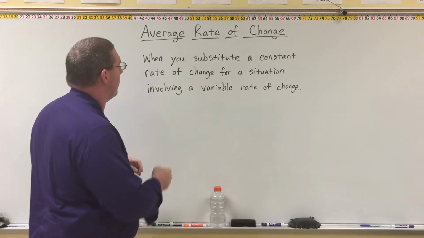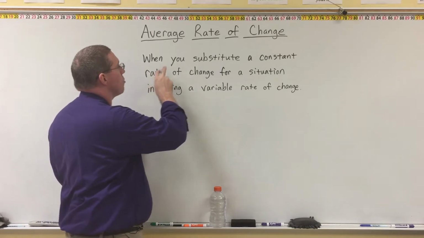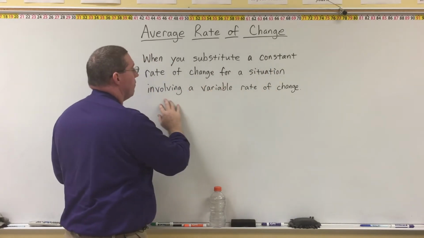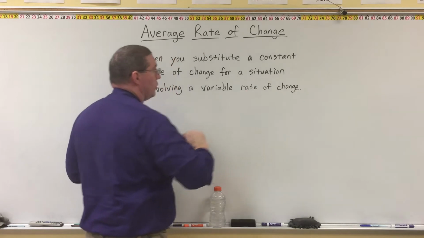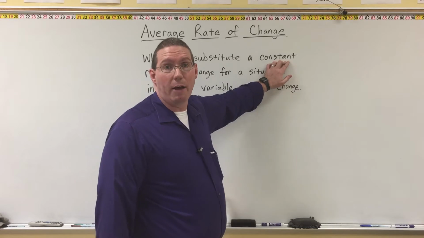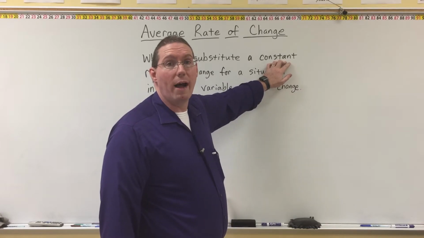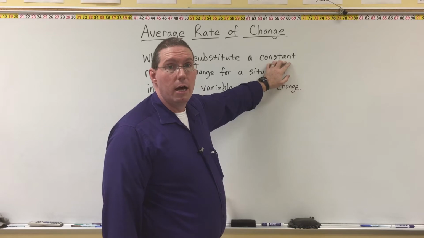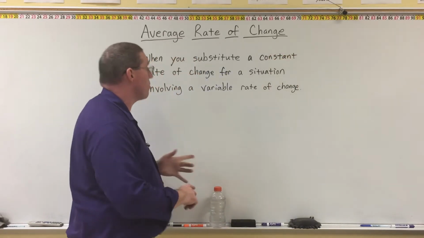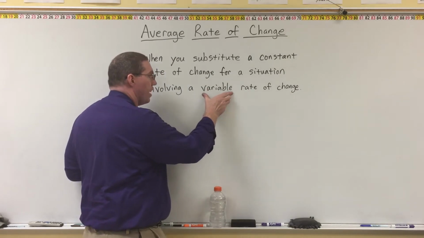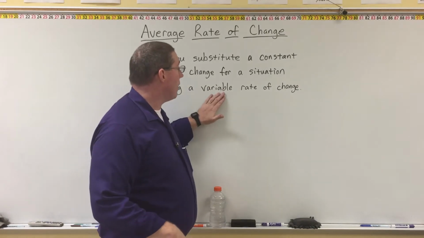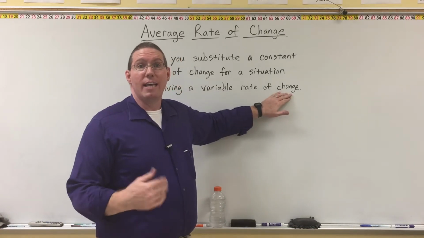Well, one way of thinking about it goes like this. It's a situation where you substitute a constant rate of change for a situation that involves a variable rate of change. Because constant rates of change are easier to calculate and easier to understand, and they require a little less information, you can use a constant rate of change to represent a situation that involves a variable rate of change. Variable rates of change are a little more complicated, and you learn about how to understand variable rates of change in a calculus class.